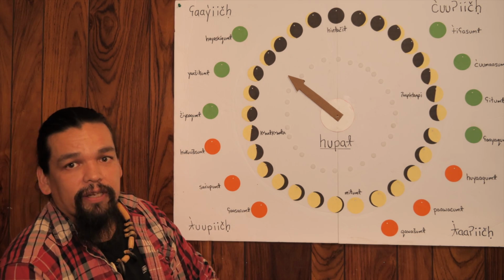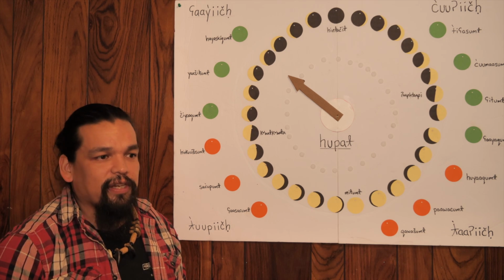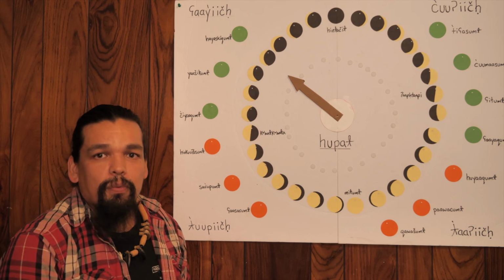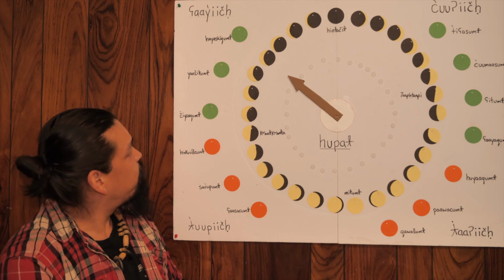Followed by Yachshikumt, which is the sweeping moon, which is often associated with cleaning out your house and getting rid of all the things that we don't need anymore and preparing for a new winter home, because our ancestors would move from location to location throughout the year.